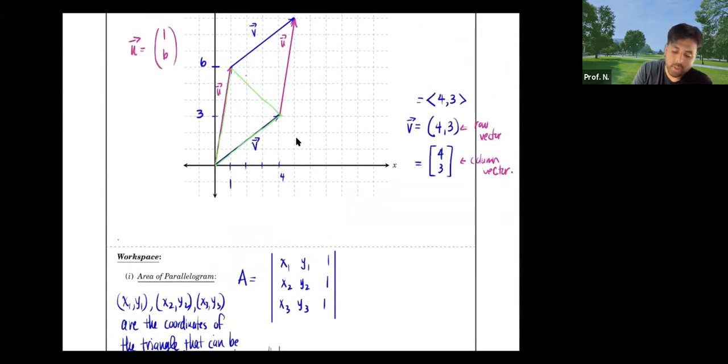So what are the vectors here? What are the coordinates here? Again, we already discussed that, right? This here is 4, 3. This here is 1, 6. And this here is 0, 0. So we're taking the determinant of this matrix: 0, 0, 1. If I call this X1, Y1, and I call this X2, Y2, so this is 4, 3, 1. And I call this 1, 6, 1.